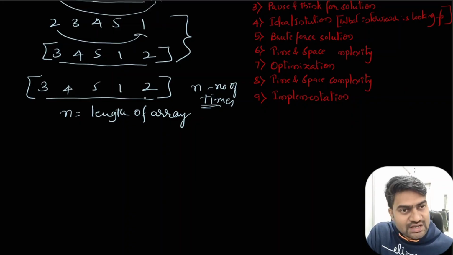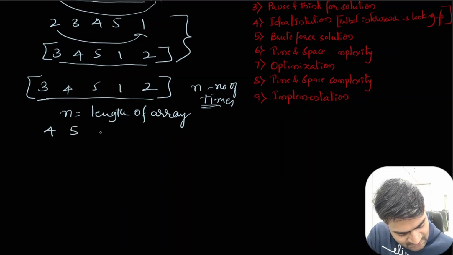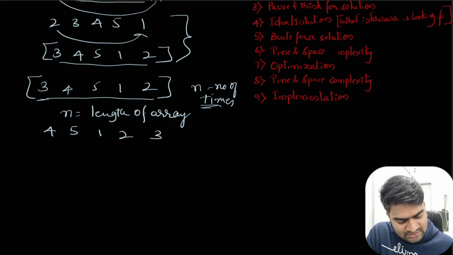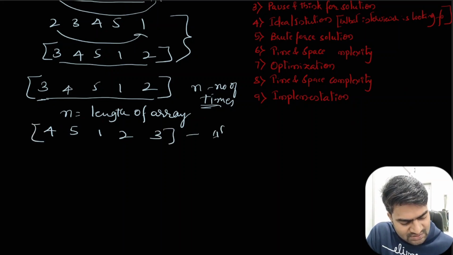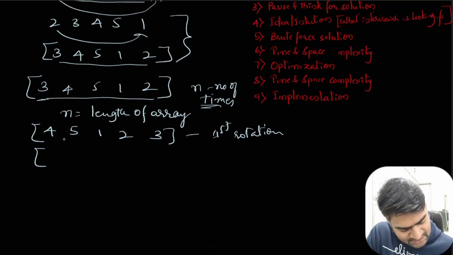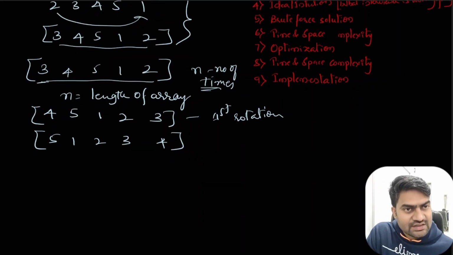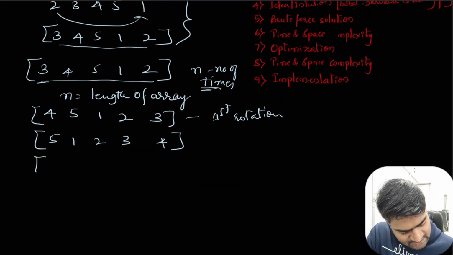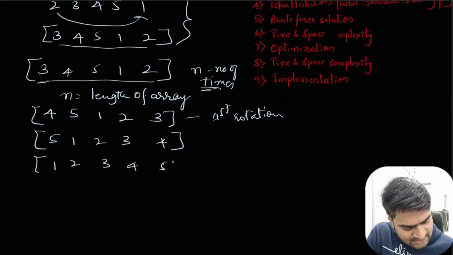Now this is our original array. Okay, now what I will do, I will push 3 towards the end. So it becomes 4 5 1 2 and 3. So this is my first rotation. Okay, now is it sorted? No. Then what I will do, I will again push 4 towards the end, then it becomes 5 1 2 3 and 4 at the end. This is my second rotation. Is it sorted? No. Then again I will do that. Now push 5 towards the end, then it becomes 1 2 3 4 and 5.